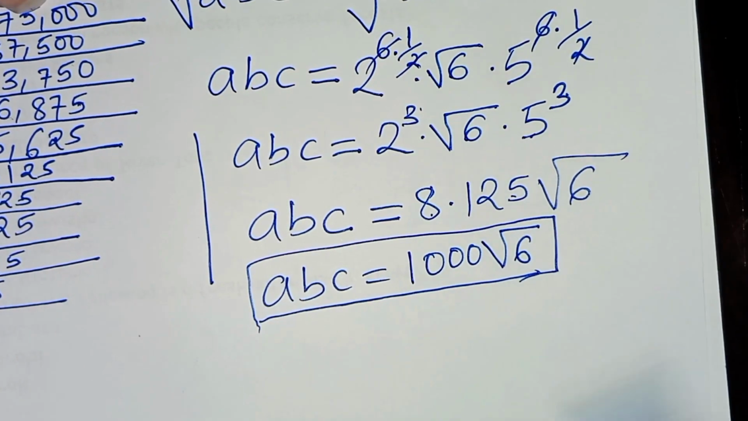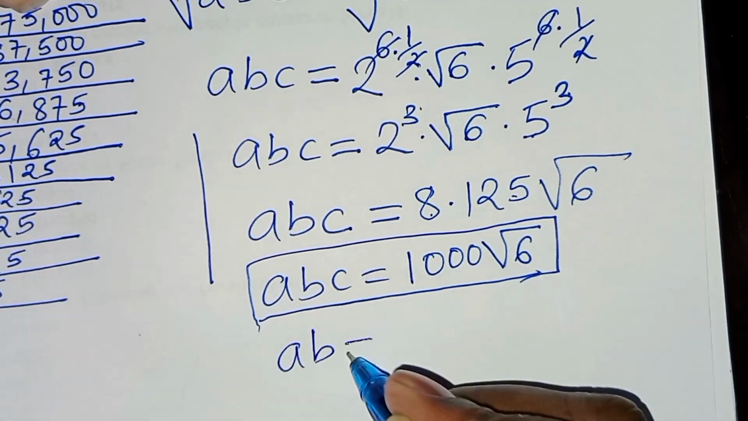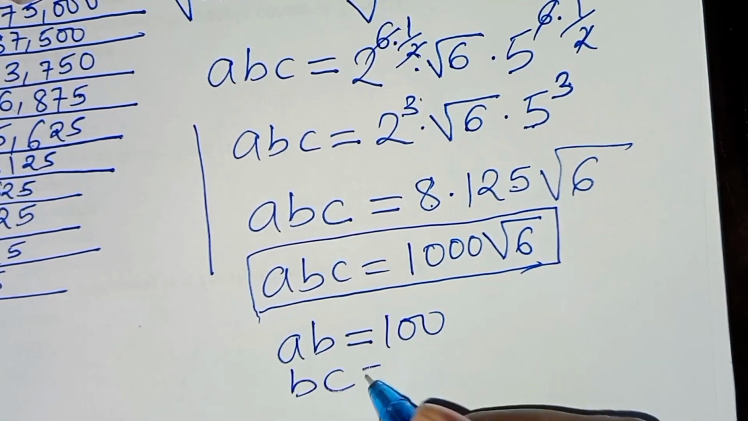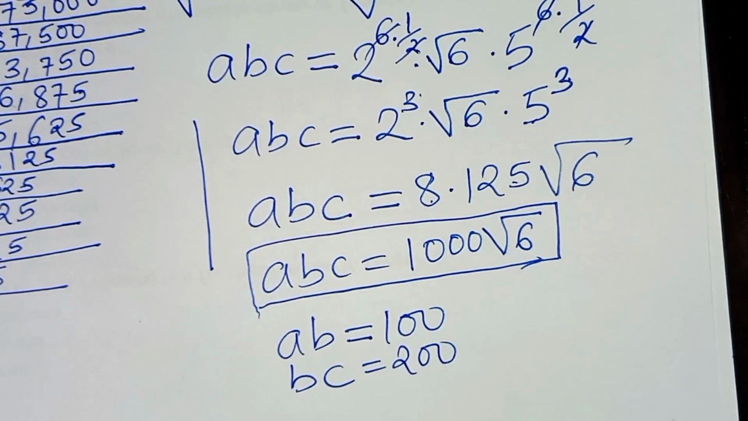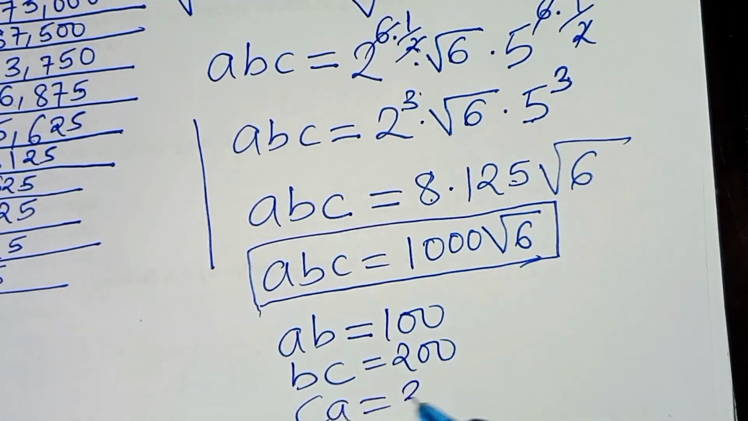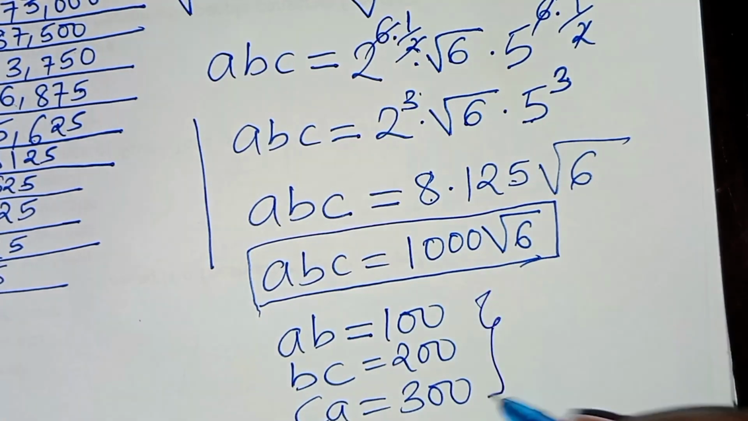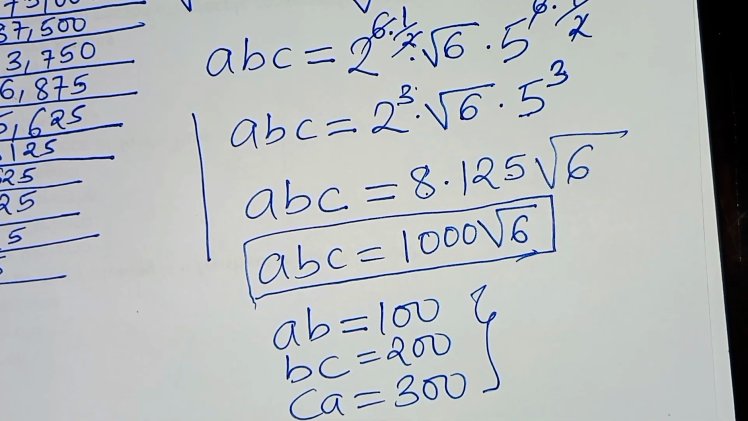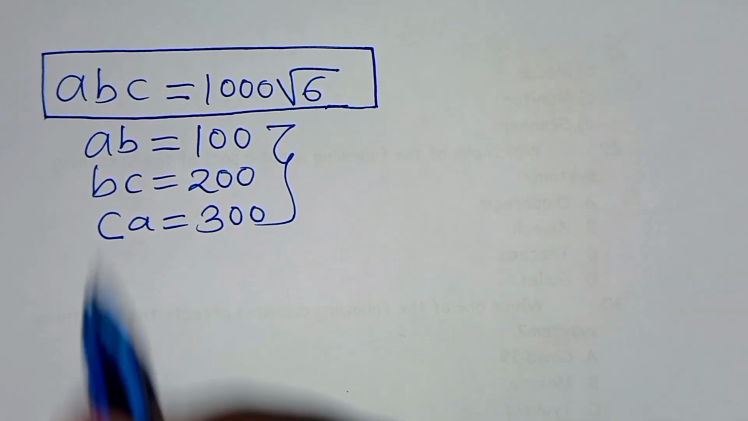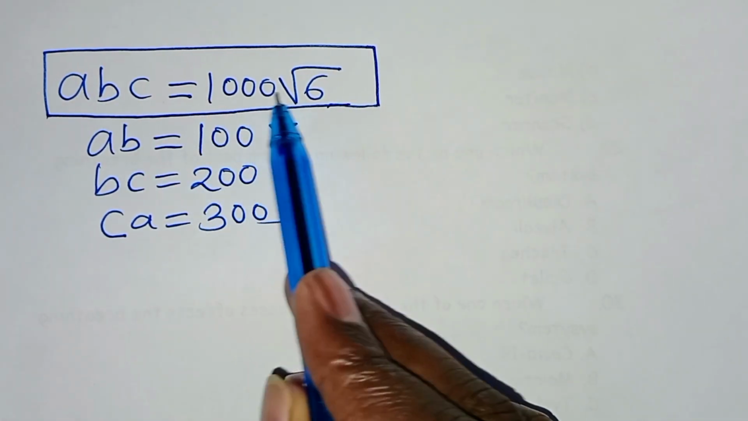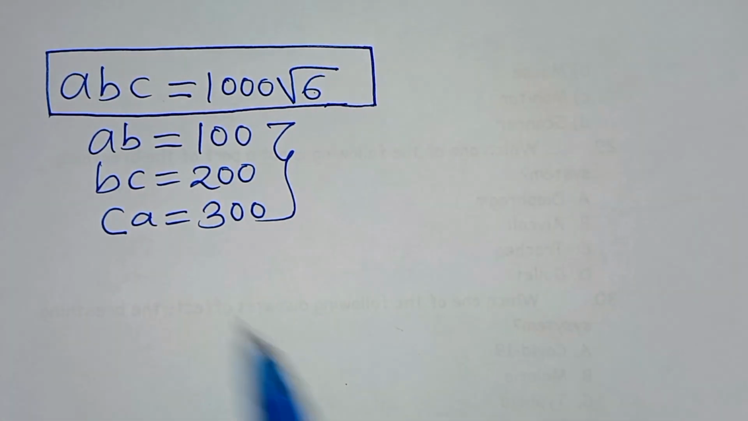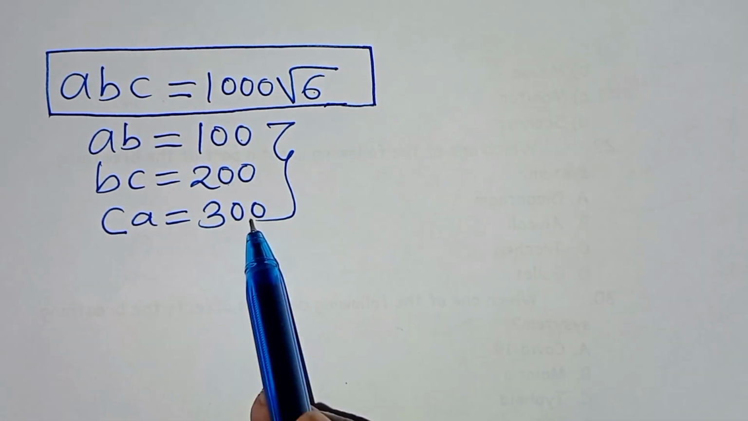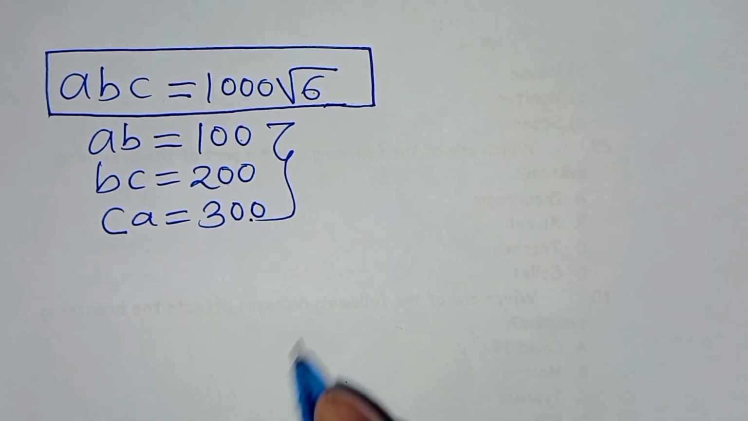So given that ab is equal to 100, bc is equal to 200, and ca is equal to 300. Okay, so let's substitute these values as follows. Now we have that abc is equal to 1000 square root of 6, and given that ab is equal to 100, bc is equal to 200, and ca is equal to 300. So let's solve for a, b, and c.